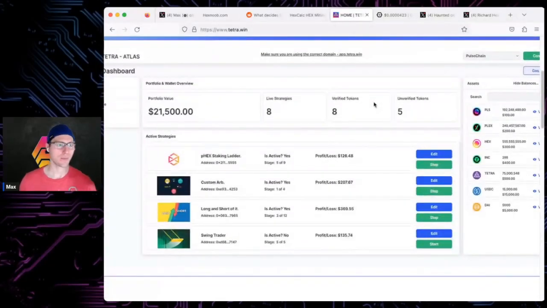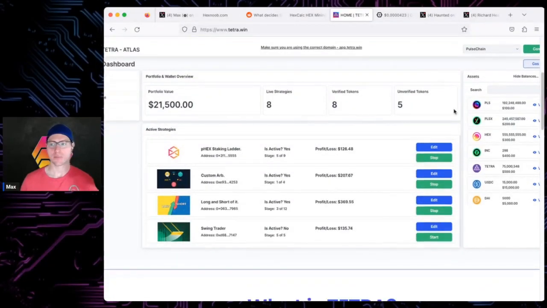So this is just a screenshot of what the interface could look like for Tetra. If you've never heard of it before, Tetra is a way to automate strategies for the blockchain. So what does that mean? For example, you see already on the screen as examples, PX staking ladder, some arbitrage opportunities, long shorting, different trading stuff. It doesn't have to be that either. It could be literally participating in farms, anything where you can read data on the blockchain.